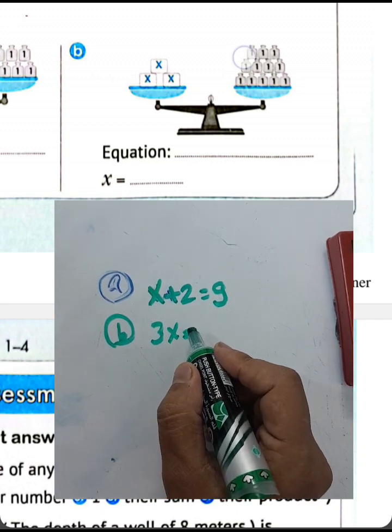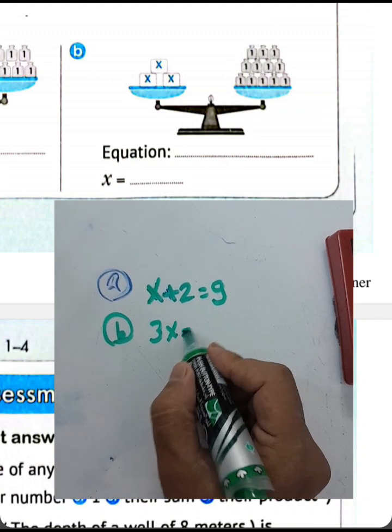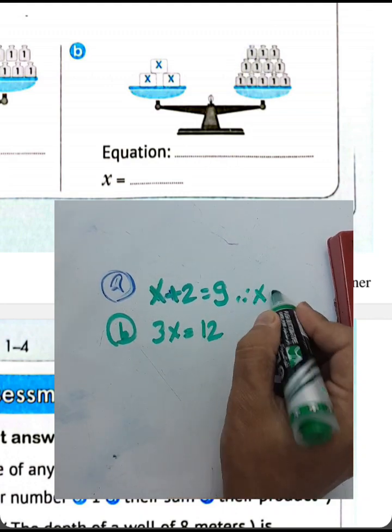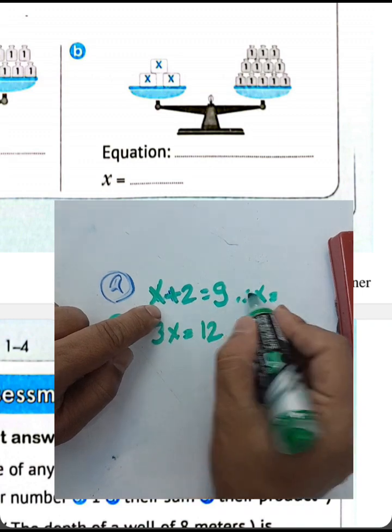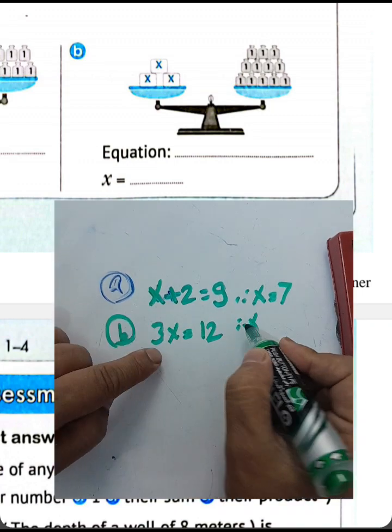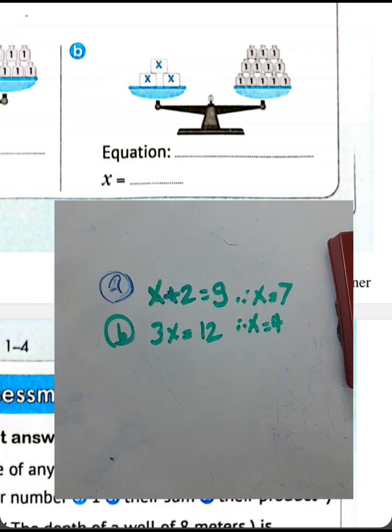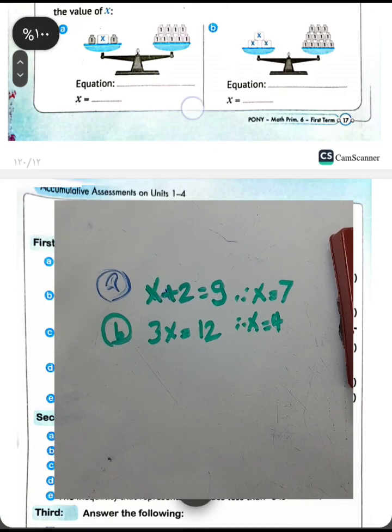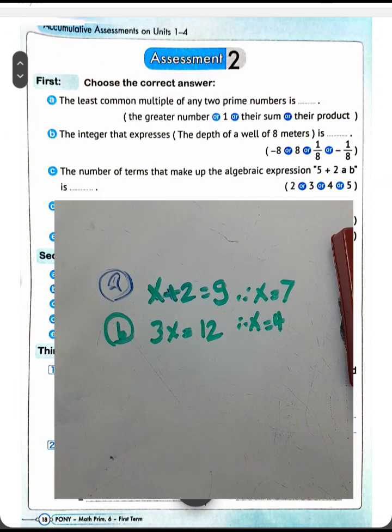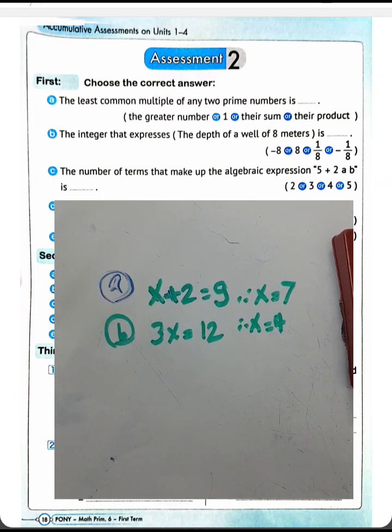3x equals how many? Count with me. We have here 12. And we can find the solution of this equality. 7 plus 2 equals 9. And here 3x equals 12, so x will be 4, because 3 times 4 equals 12. Understood?